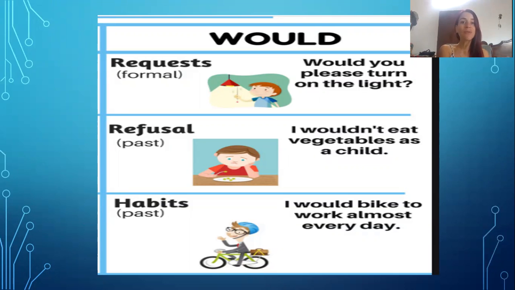We can use would for refusal, something we do not want, in the past. For example, I wouldn't eat vegetables as a child. So this expresses information about the past. And 3, habits. In the past, I would ride my bike to work almost every day. In the past, okay? Request, refusal, habit. Would for the positive and wouldn't for the negative.